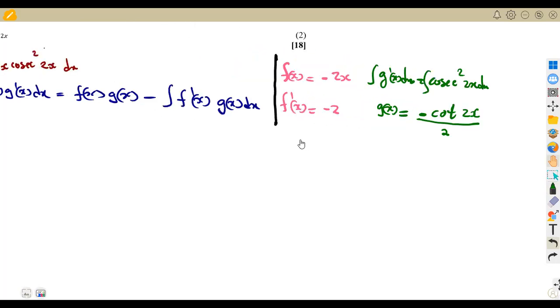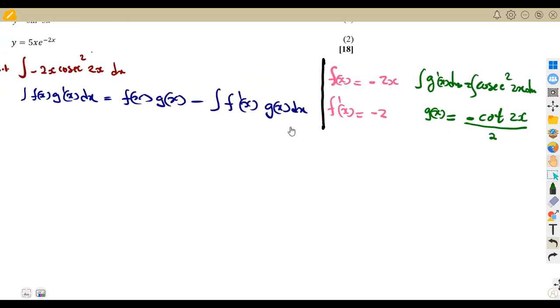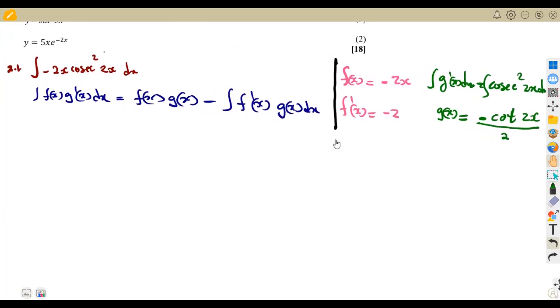All right, so this is it. We have everything, so we're just going to substitute into the formula. Our integral was going to be f of x, whereby our f of x is minus 2x. So that's minus 2x times g of x. Our g of x in this case is minus cot 2x over 2.